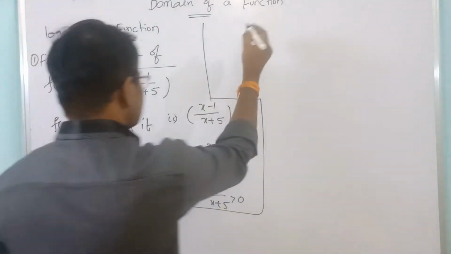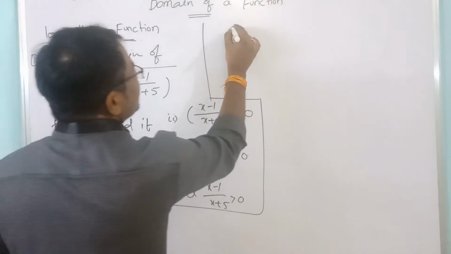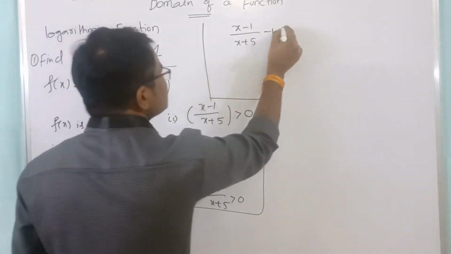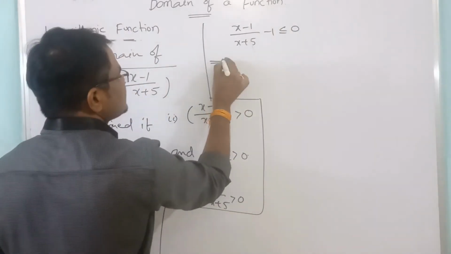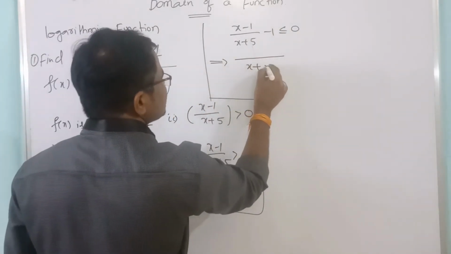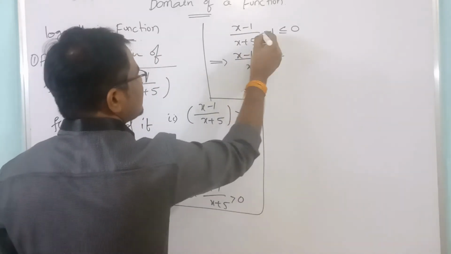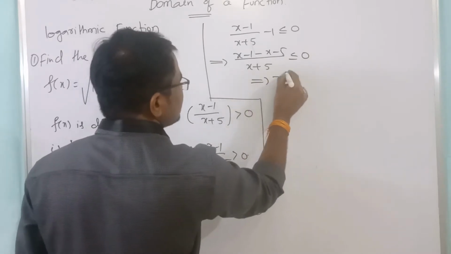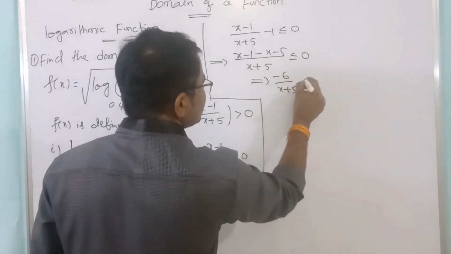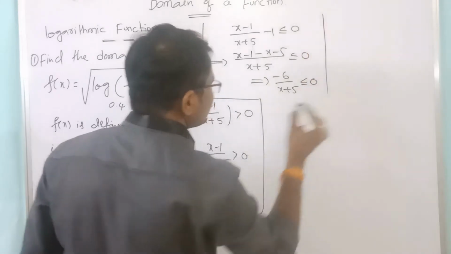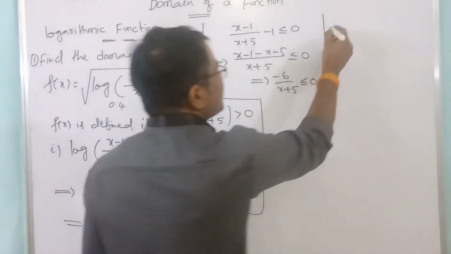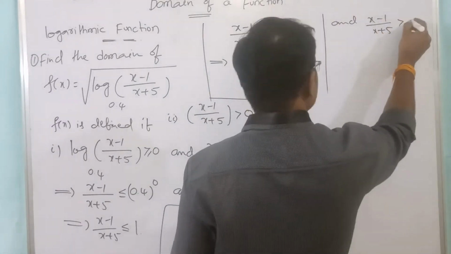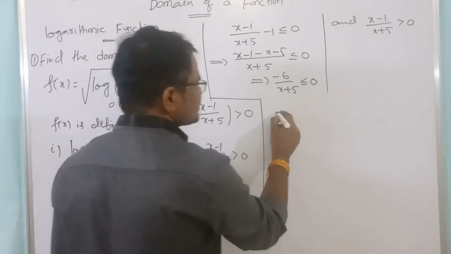Now take this one. Take this side: (x minus 1) by (x plus 5) minus 1 less than or equal to 0. That implies, take the LCM, x plus 5. So here x minus 1 minus x minus 5, less than or equal to 0. That implies minus 6 by (x plus 5) less than or equal to 0. This is the first condition. Next, the second one, what is there? (x minus 1) by (x plus 5) greater than 0. From this one also we have to find x values.